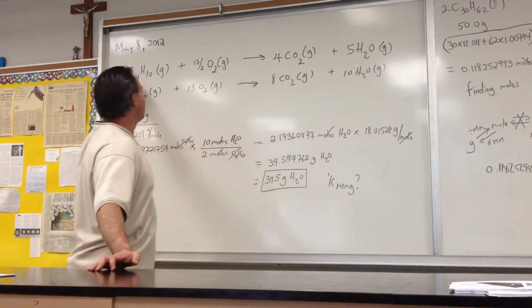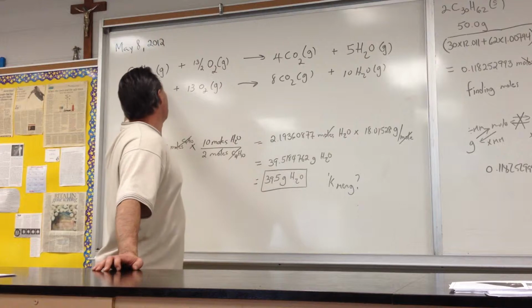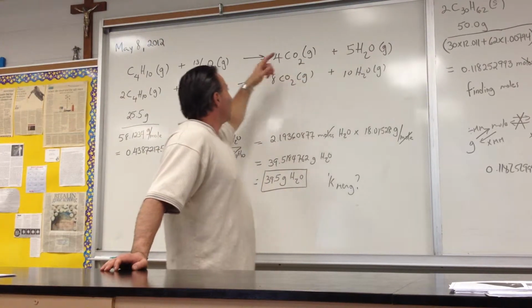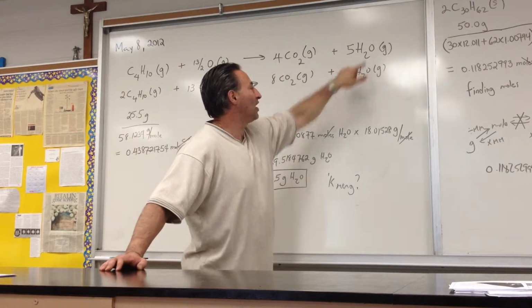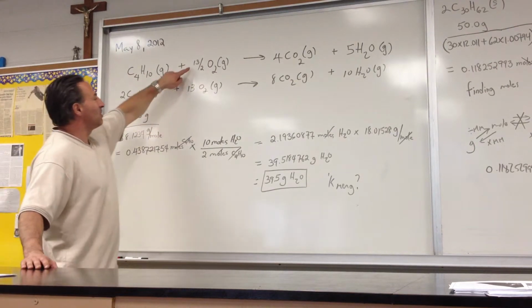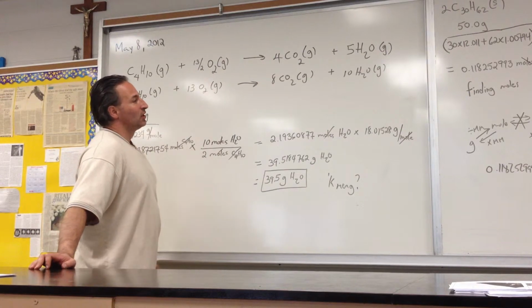There were 4 carbons in butane, so I balanced it with 4 carbon dioxides. There are 10 hydrogens in butane, so I have to balance it with 5 waters. Then I worry about balancing the oxygens. 4 times 2 gives 8, plus 5 oxygens gives 13 oxygens. 13 oxygens can be provided by taking 13 over 2 oxygens.